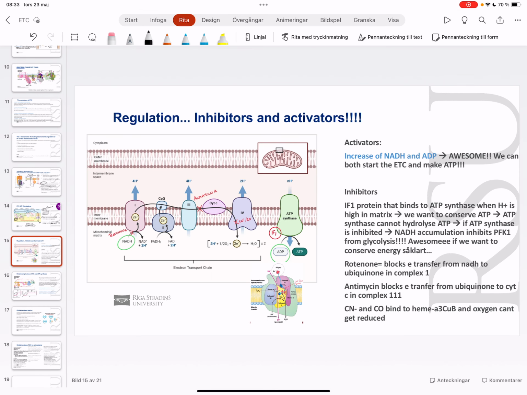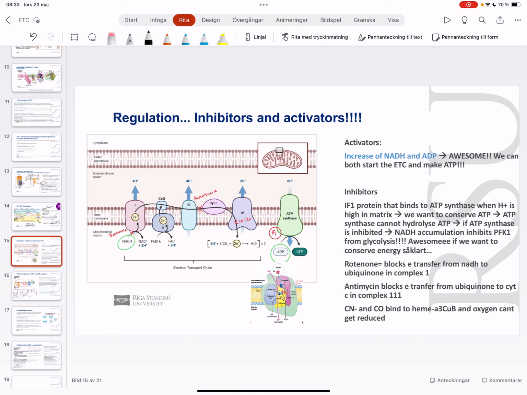And now to my least favorite part: regulation, inhibitors, and activators. So the activators of the electron transport chain are an increase of NADH and ADP, which is great because now we can both start the electron transport chain and make ATP. So if we have a lot of NADH, that means that we can start the chain. And if we have a lot of ADP, that means that we can actually make ATP. So that's good.